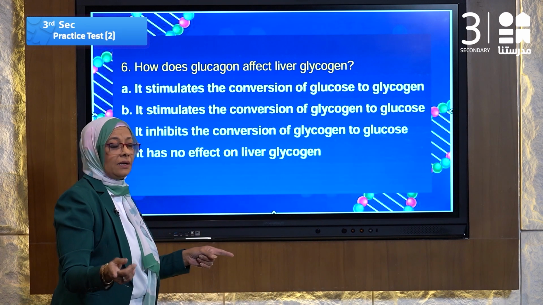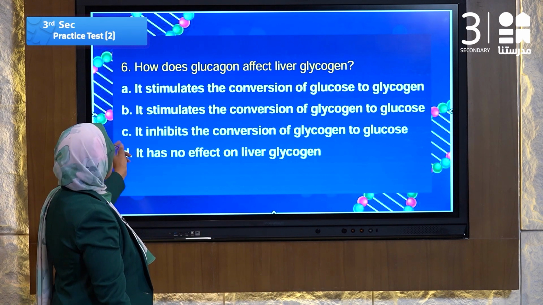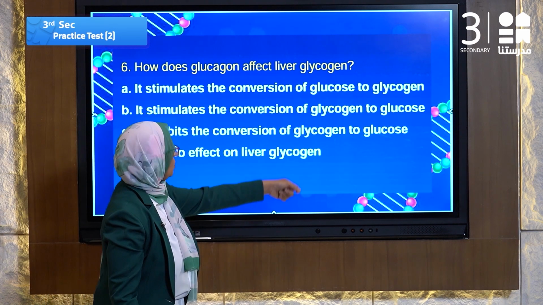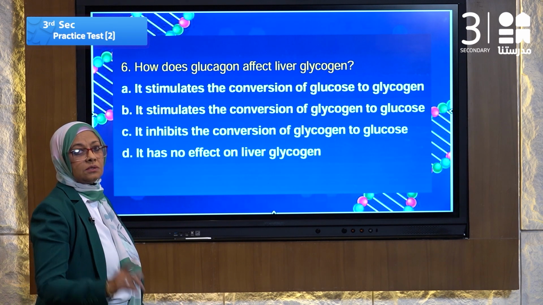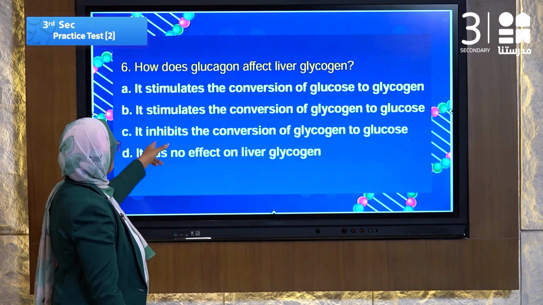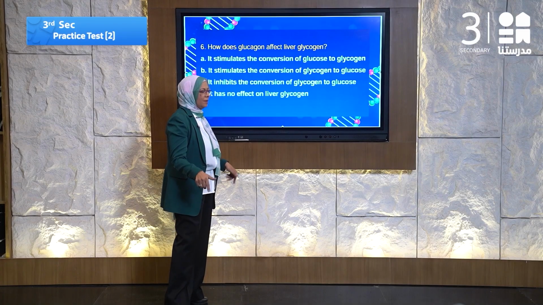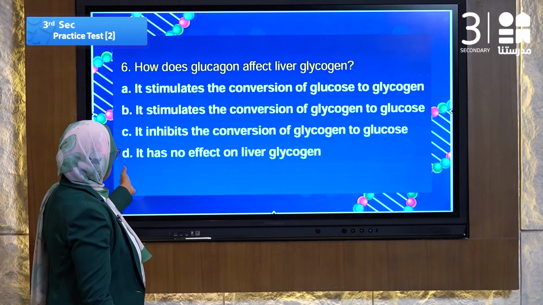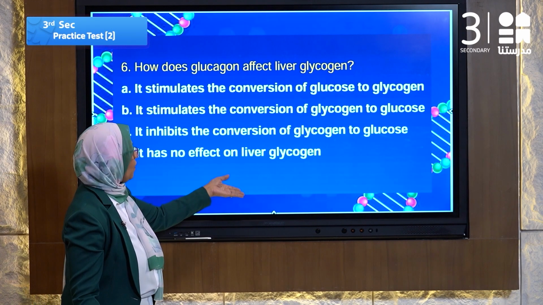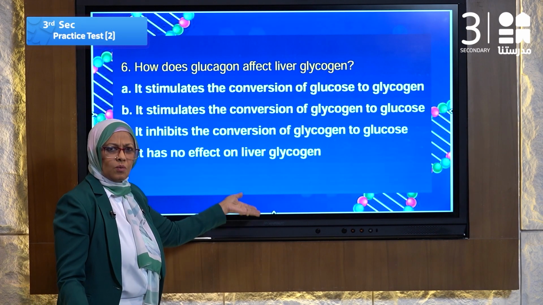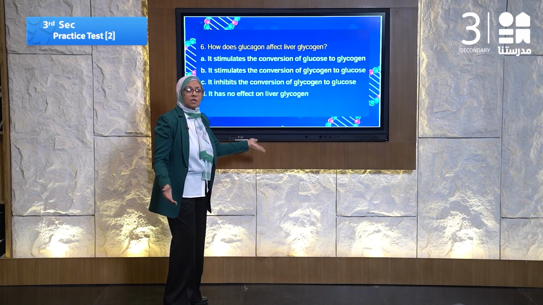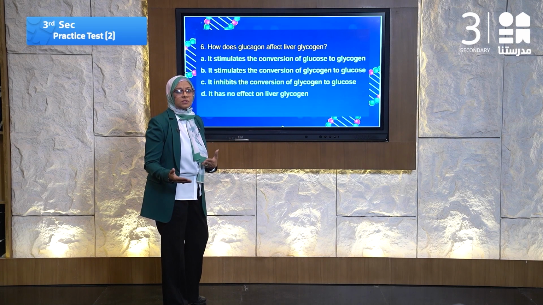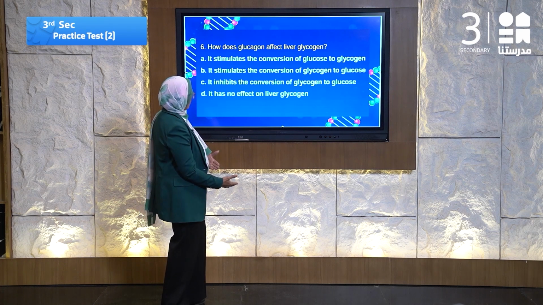We must read well. C, it inhibits the conversion of glycogen to glucose. Now, not stimulation, it is inhibits. Inhibits means no action. D, it has no effect on liver glycogen. What? No. Insulin and glucagon, they affect the glucose and the glycogen of the liver.